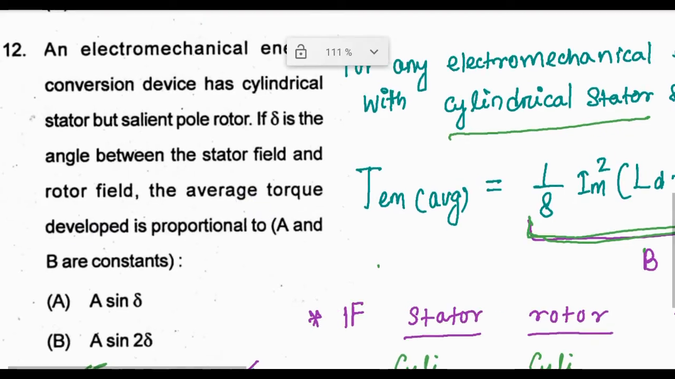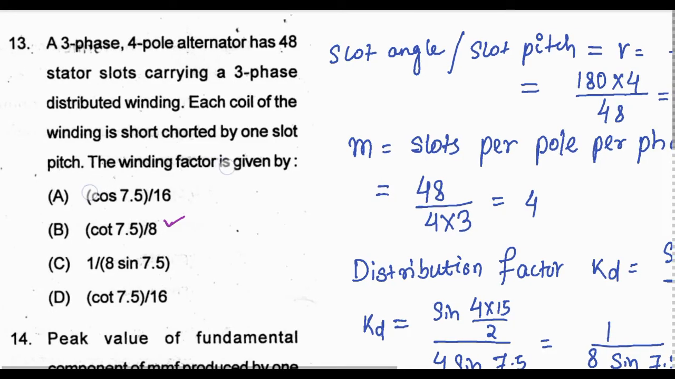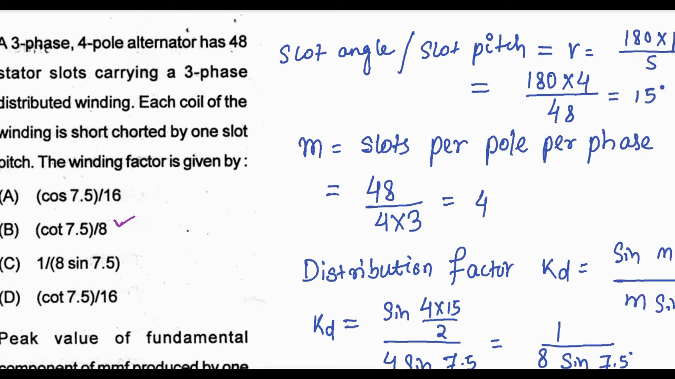So next question number 13. A 3-phase 4-pole alternator has 48 stator slots carrying a three-phase distributed winding. Each coil of the winding is short chorded by one slot pitch. The winding factor is given by. So here, slot angle or slot pitch. What is slot angle or slot pitch?